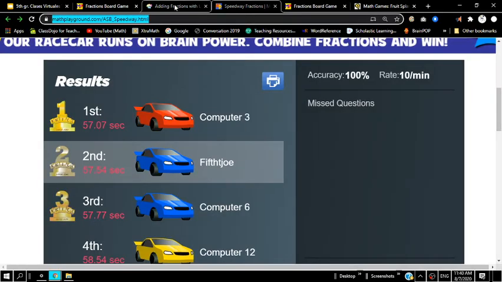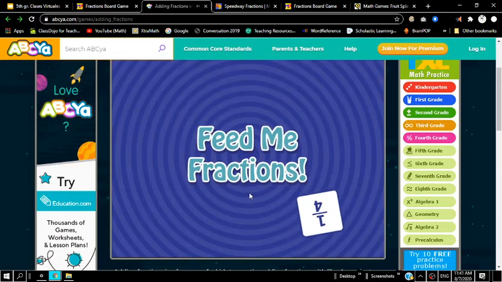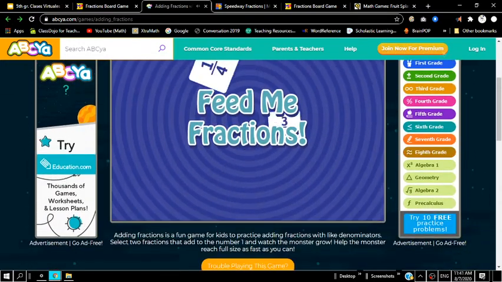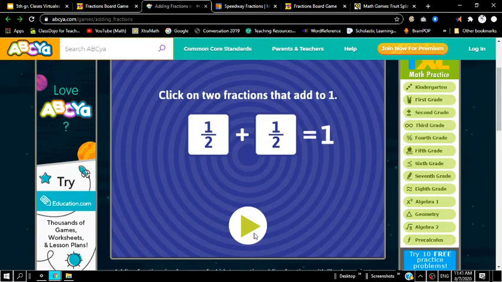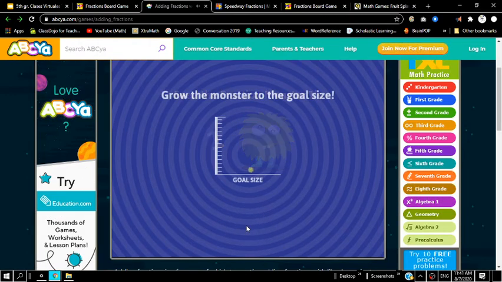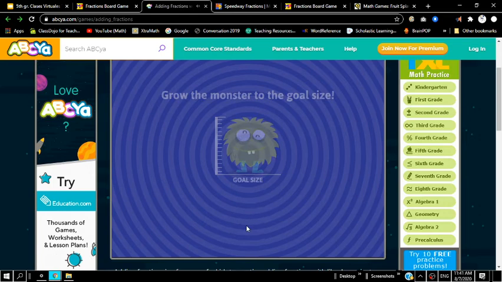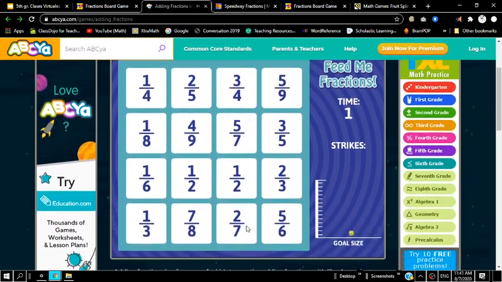The next game that we're going to play is called Adding Fractions. This one's pretty simple. To feed the fractions. Alright? So let's play. 1/2 plus 1/2 equals 1. I get that. Feed the fraction monster the ones. Alright, let's see. We need to find 1.